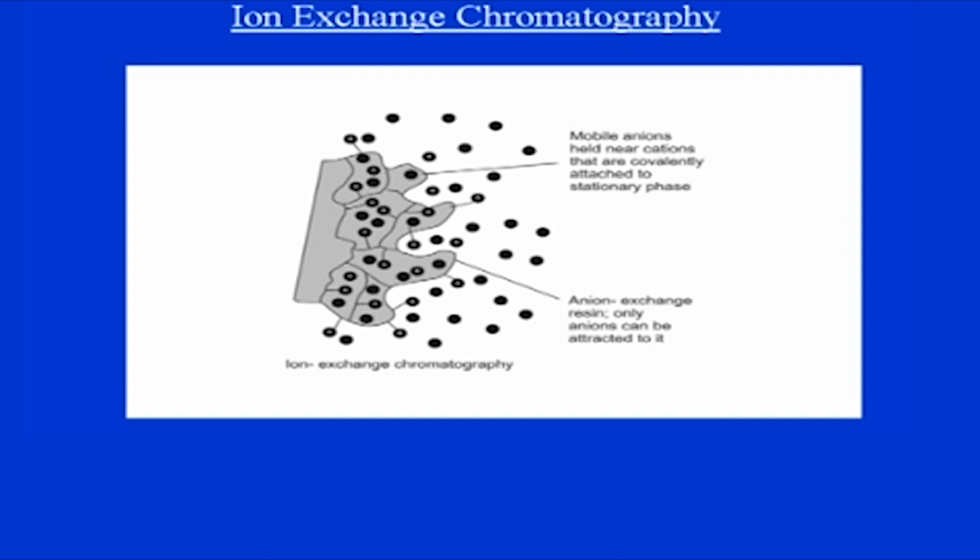Then there is ion exchange chromatography. Here what is happening? You have immobilized ions, like covalently attached anions or cations on a resin, and the solute ions of the opposite charge will be attracted and will bind to the stationary phase through electrostatic force. Then you have to use a salt or some other eluent containing those ions to elute the analyte. So, this is another important chromatography which we are going to discuss.